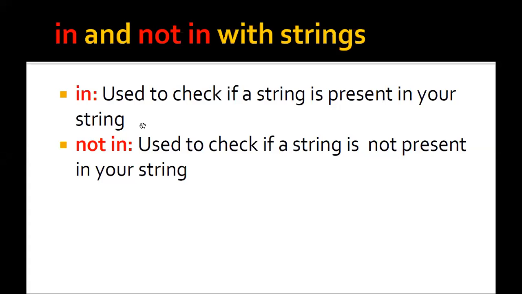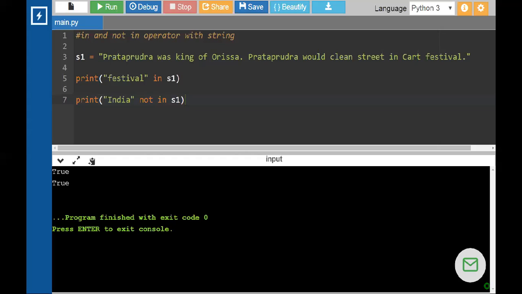Next, we have the membership operators in and not in. How to use them? The in and not in operators will help us identify whether a particular character or a word is a member of our string or not. Both of these return true or false. So this is our program.